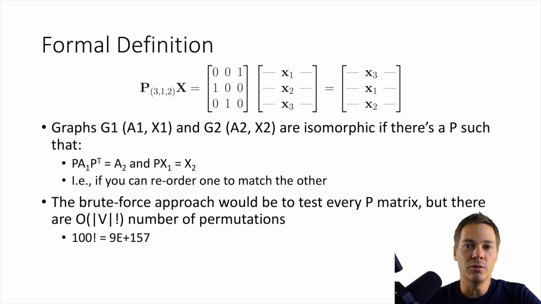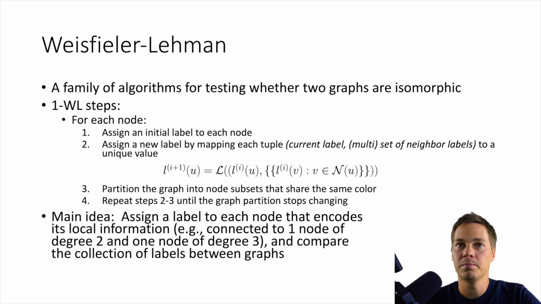Now you might think the brute force approach could be that you just test every permutation matrix until you find one, or you've exhausted all of them and seen that they're not isomorphic. But the number of permutations scales as the factorial of the number of elements. And for only a small number of nodes, like 100, we're already at 10 to the 157th power possible permutations. So we're going to need a different approach here.